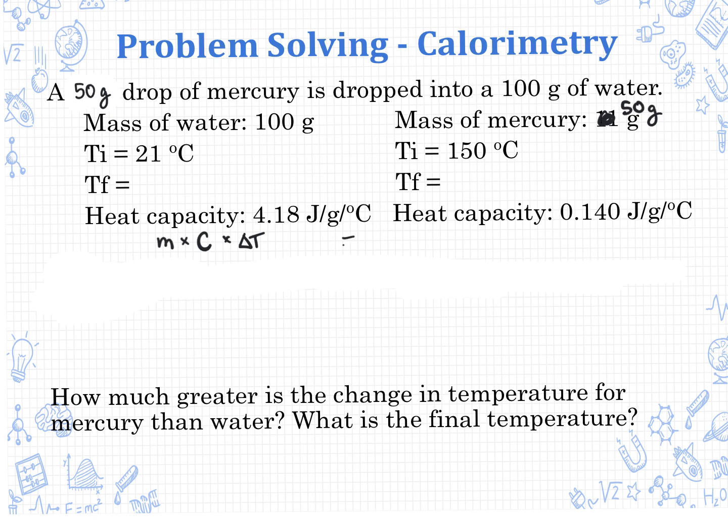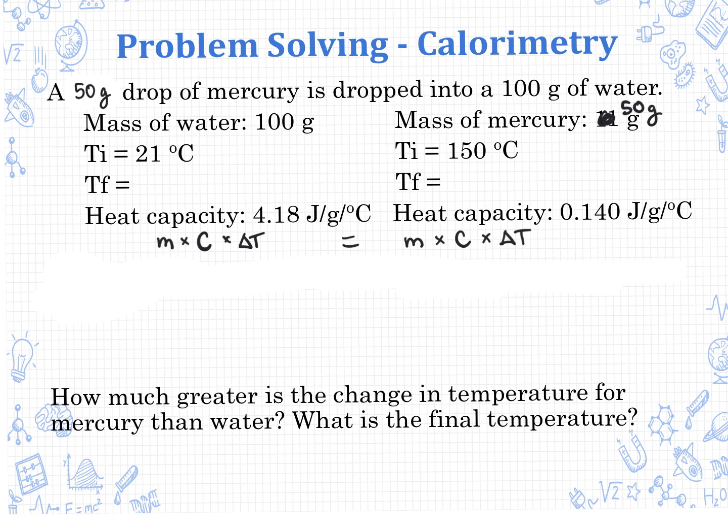We also know that in this problem, the energy gained by the water is equal to the energy lost by the mercury. So we can write a little equation that says that the mass, heat capacity, and change in temperature for water is equal to the mass times heat capacity times change in temperature for mercury. And we're going to plug in all the things that we know into this formula of sorts.